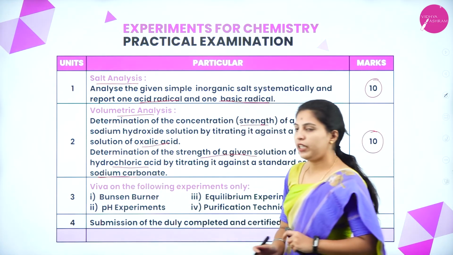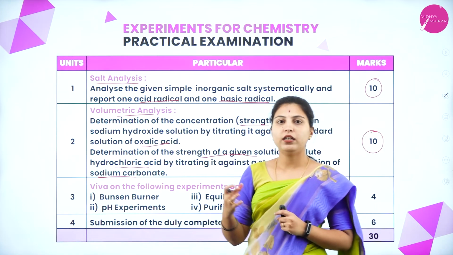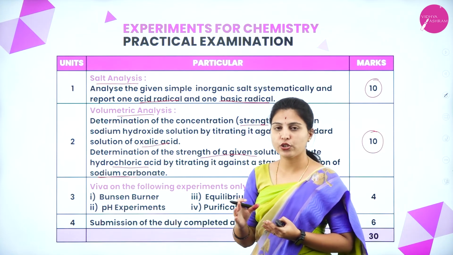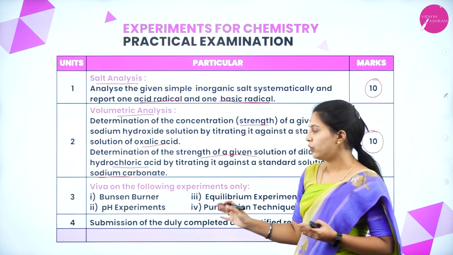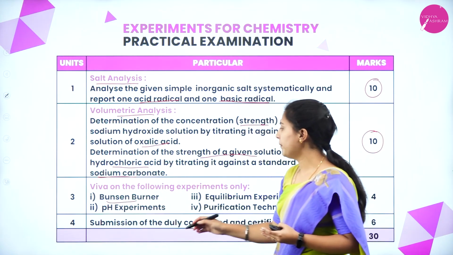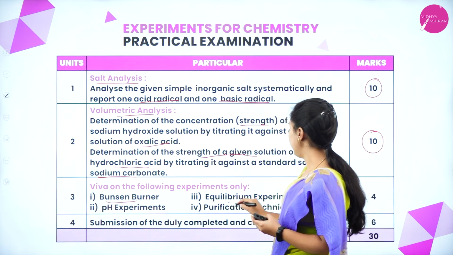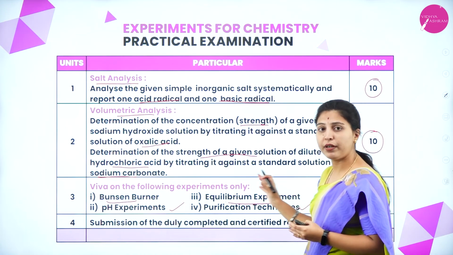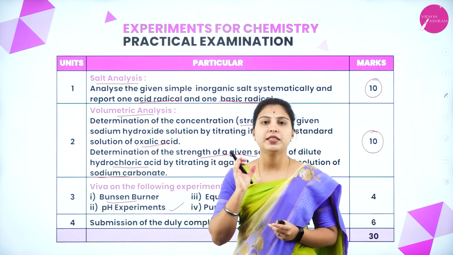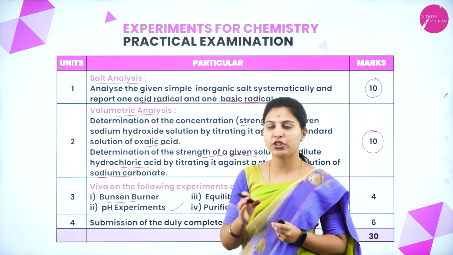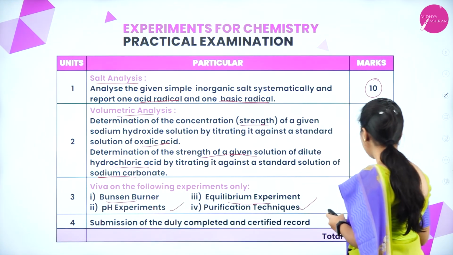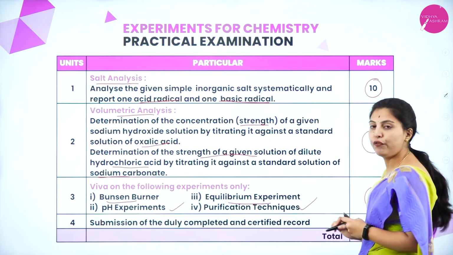Next, Viva will be asked, like your oral examinations in your school days. In that Viva, you will have questions from Bunsen burner, equilibrium experiment, pH experiment and purification techniques. These are simple experiments, and you can expect the Viva questions from these. The weightage will be 4 marks.